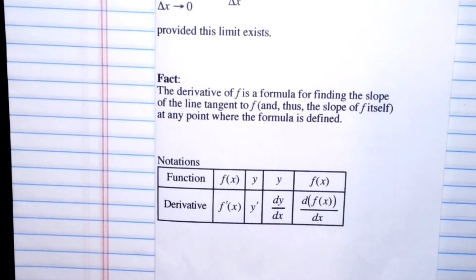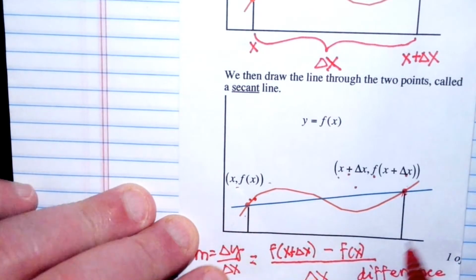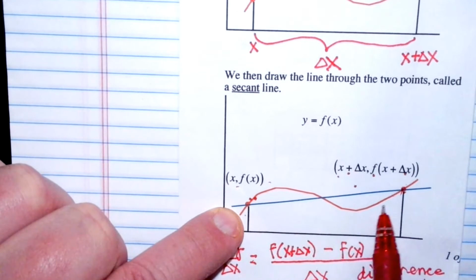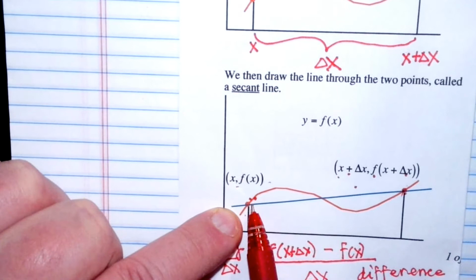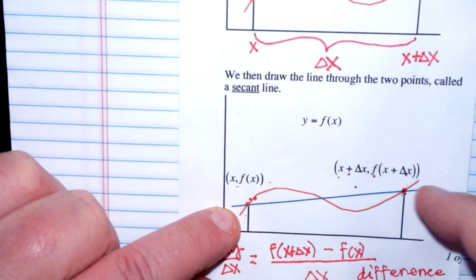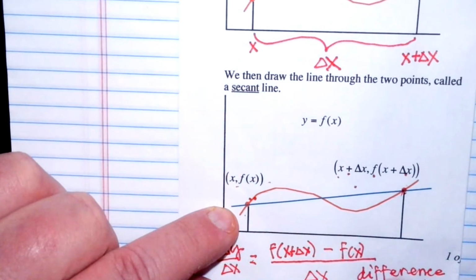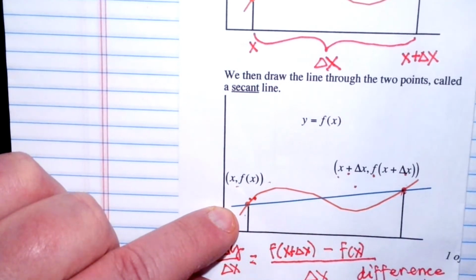And so I've been using this term tangent line, and I've never really defined it. Well, the tangent line is what you get. Well, it's what this secant line turns into as this point moves closer and closer to the original point. As we take the limit as delta x tends to 0, this secant line is going to turn into a tangent line.